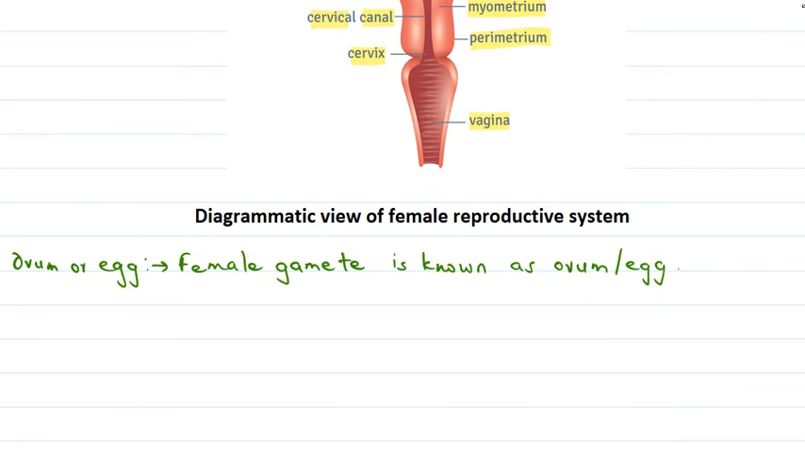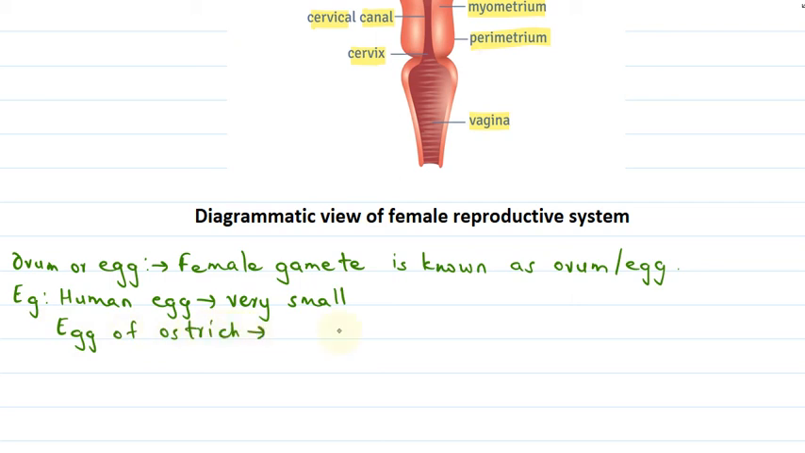So egg is a single cell and its size varies depending on the species. For example, if we talk about the human egg, it is very small, whereas the egg of an ostrich is the largest cell. So the size of the egg depends on the species.